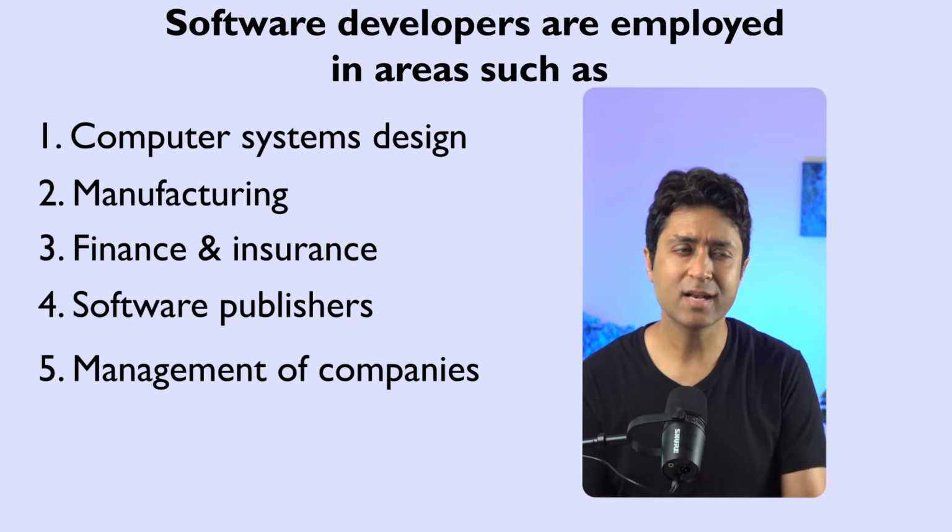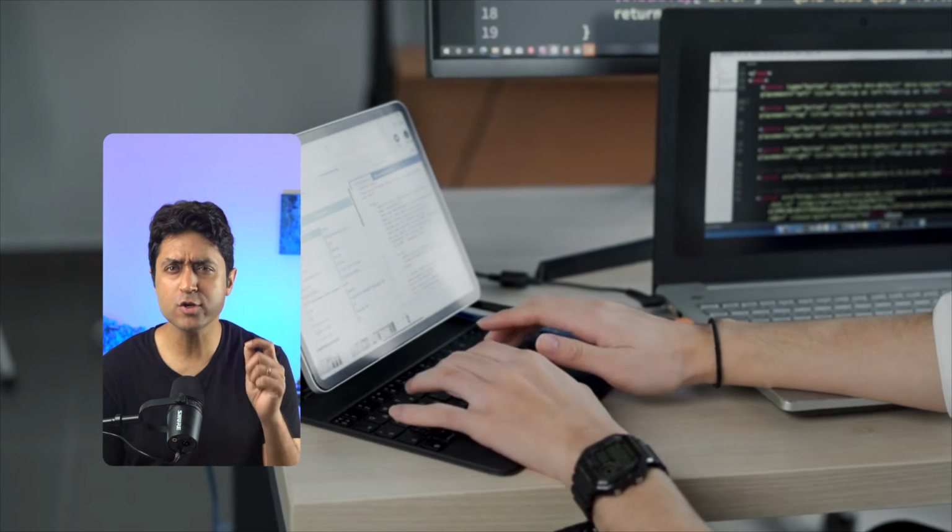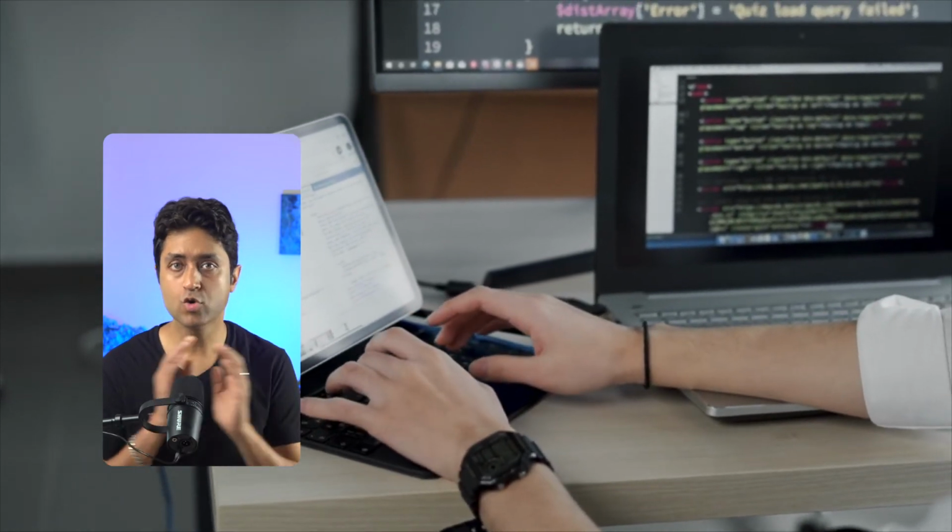Computer system designs, and all other related services. The job outlook in this industry looks bright. It is estimated that the demand for software developers will grow by 22% between 2020 to 2030, a much faster than average growth that indicates high demand in the coming future.